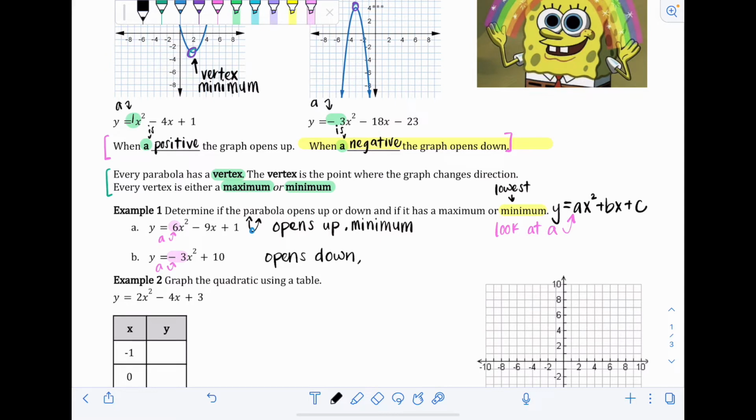And then if it opens down, I can draw myself a little sketch of a U shape that's opening down, kind of like my imagination rainbow. And then I can see, okay, where'd my vertex be? Like that's where it changes direction. That's that little circled blue dot. And then I look at that point and I'm like, is that the top or the bottom of my graph? And it's the top because everything is going down from there. So if it's the top or like the highest point, that would be a maximum.